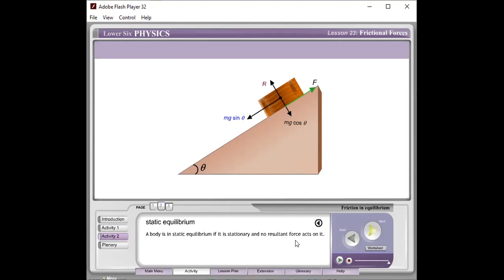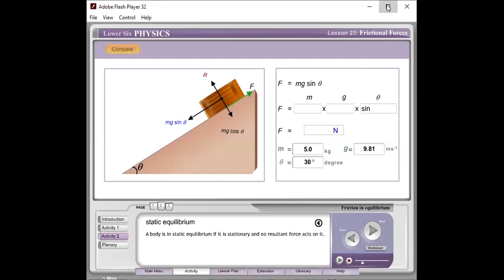So when the object is moving with a constant speed or constant velocity, where the acceleration is zero, we can say that the object is also in static equilibrium, also in the state of equilibrium.